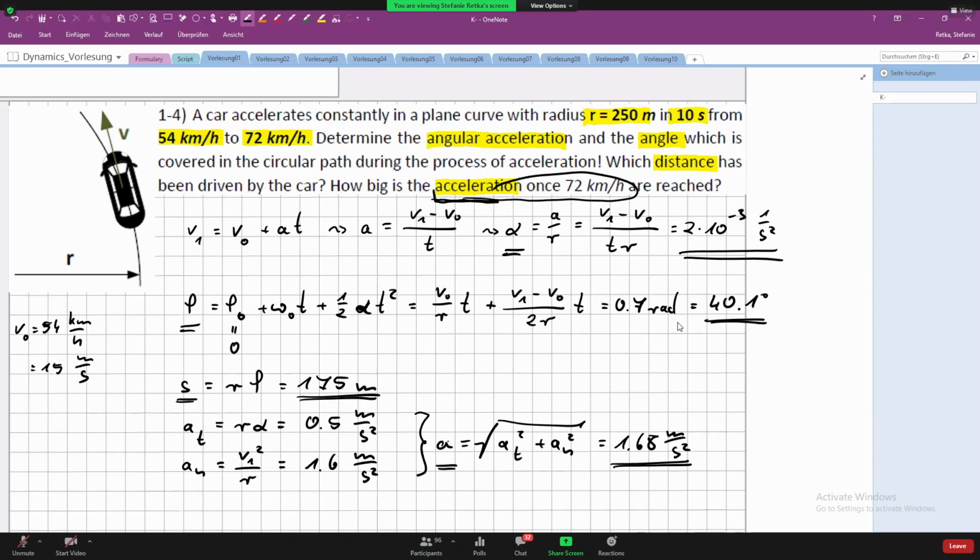The unit radians per square second or 1 per square second is the same.